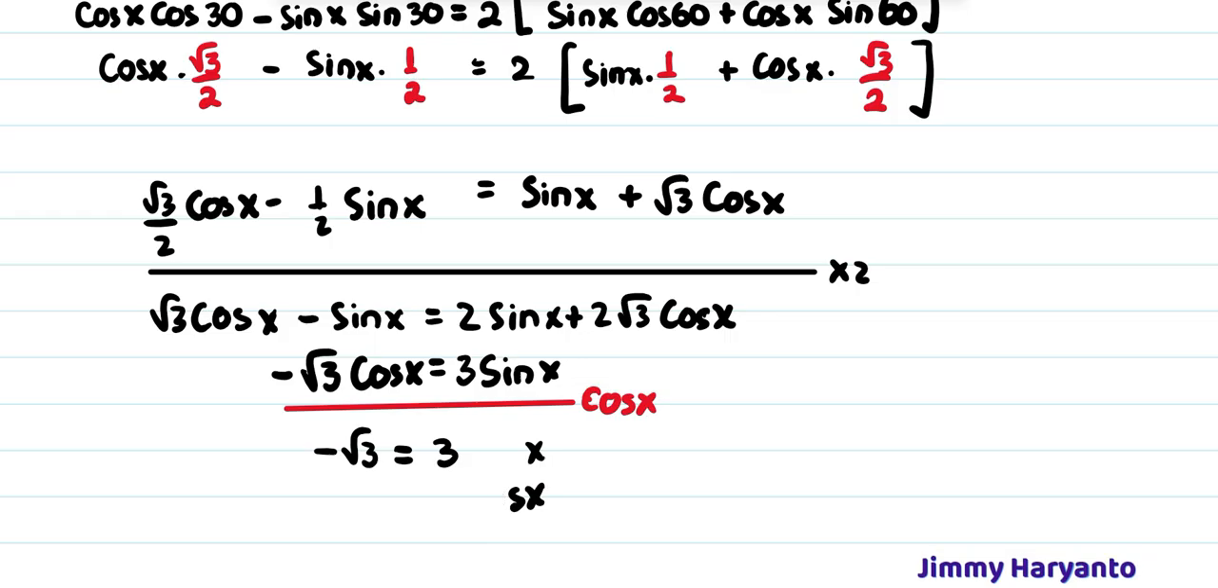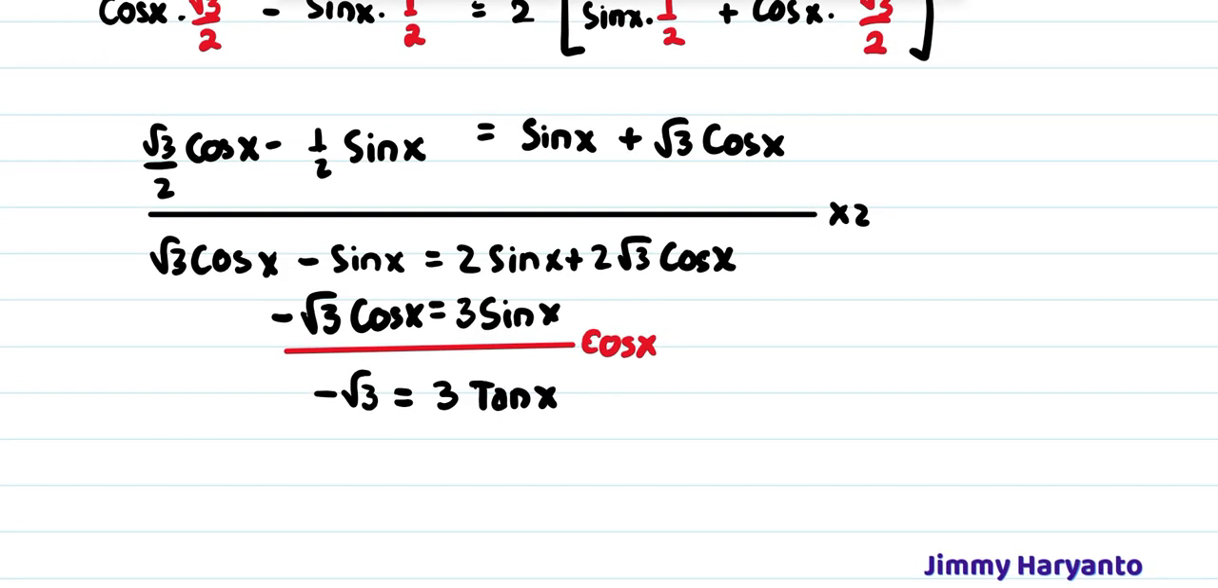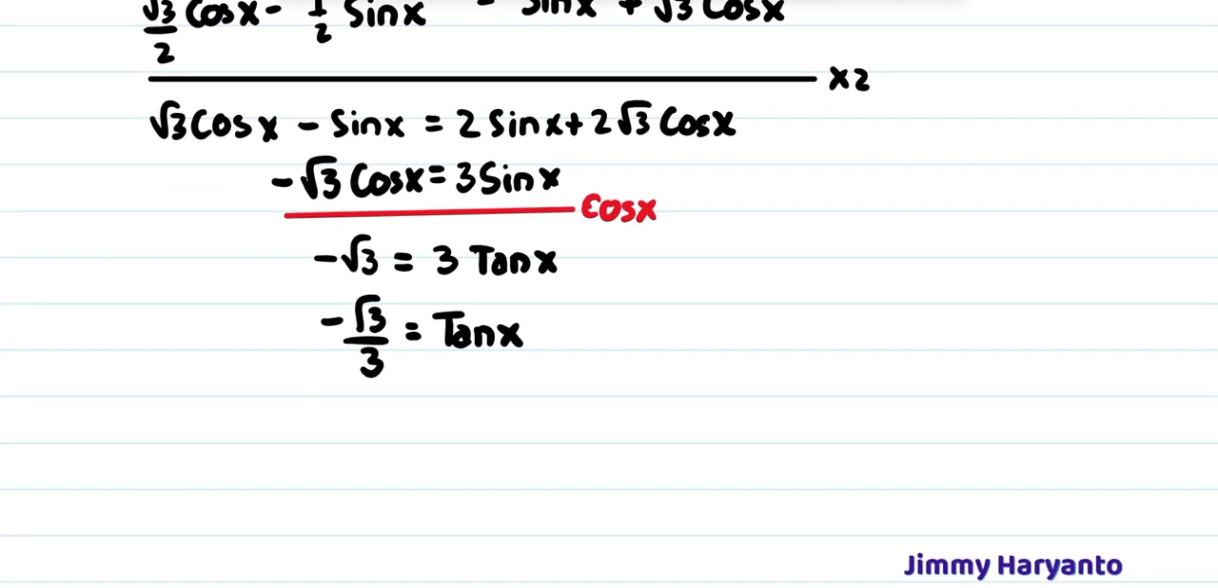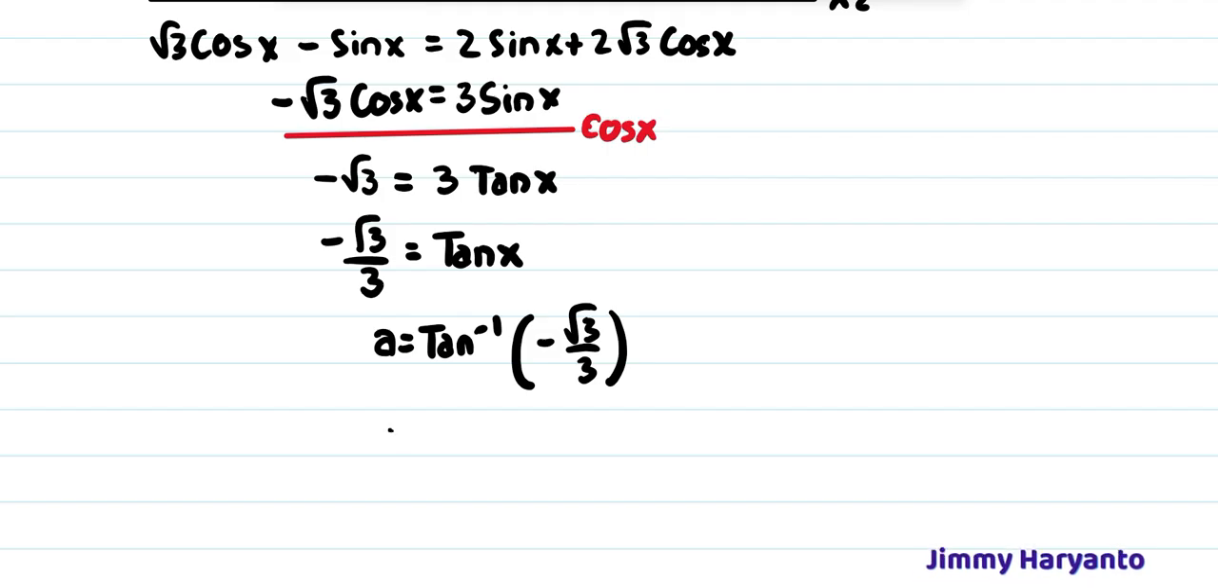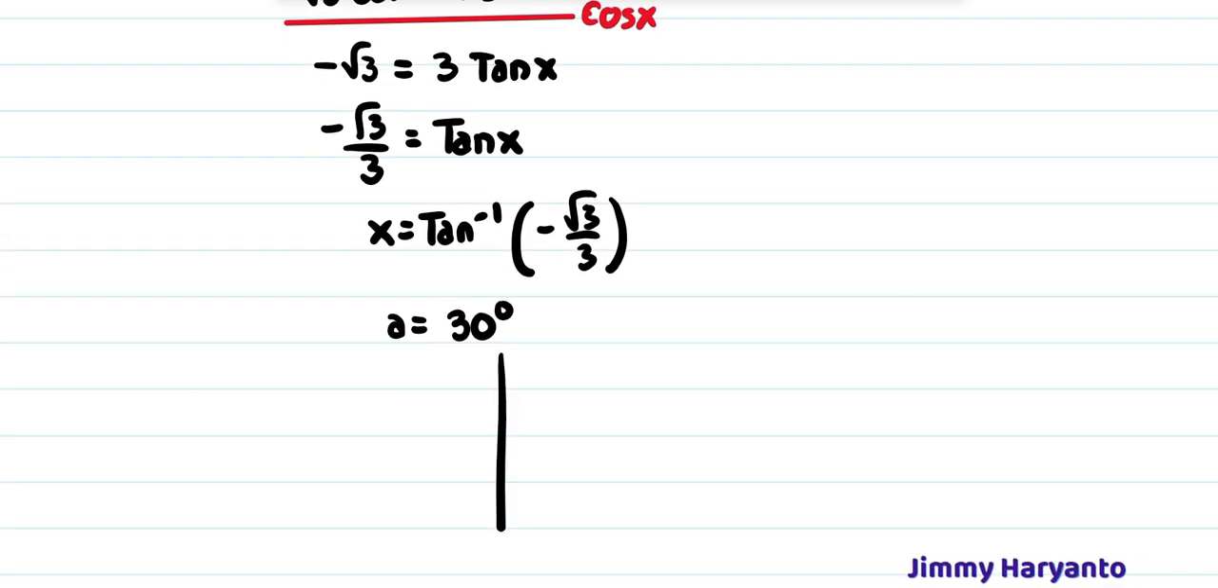We already know that sin x over cos x is tangent x, so just change it like that, and then move the 3. When you move the 3, you'll have negative square root of 3 over 3 equals to tangent x. And then after this, we can find the basic angle using your calculator. Negative square root of 3 over 3. Remember, do not put the negative sign in your calculator. So the basic angle A will be 30 degrees, and then we'll use the quadrant.